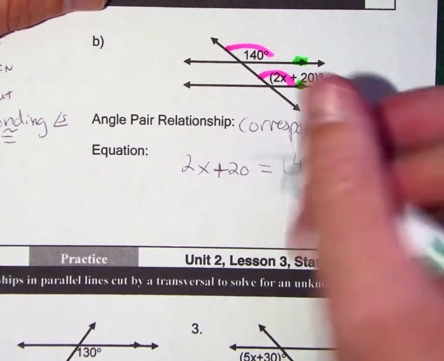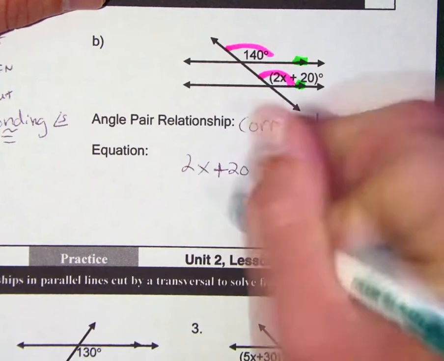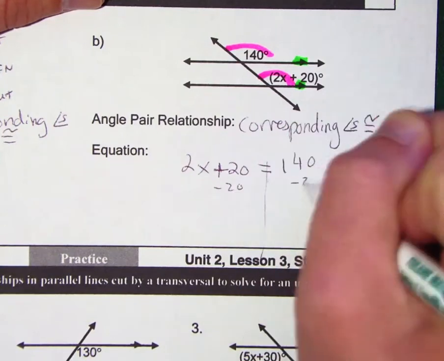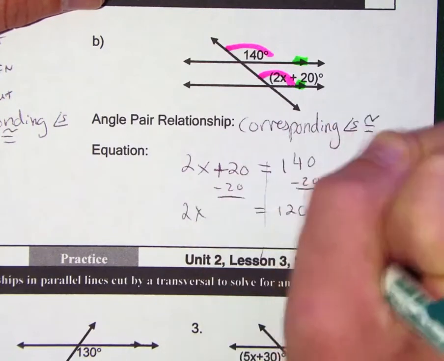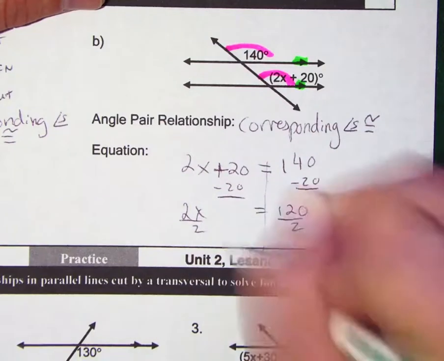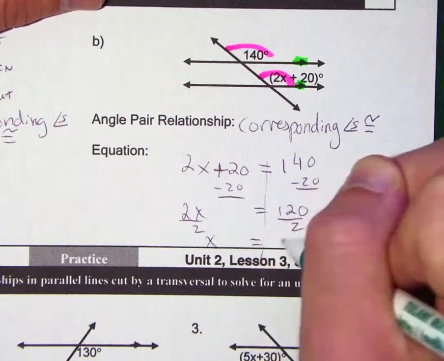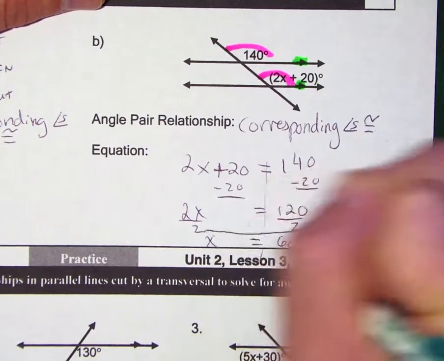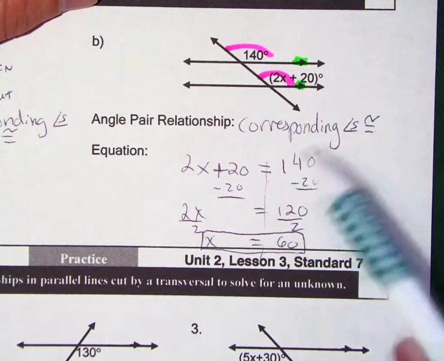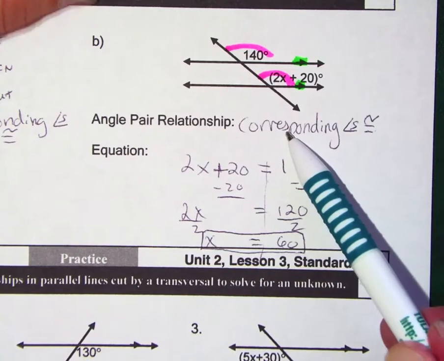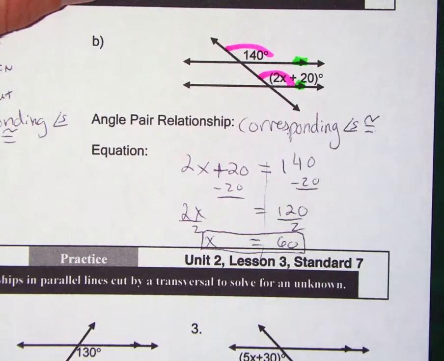So now take the skill we just looked at before. Take 20 from both sides. Divide both sides by 2. And there you have it. X is 60. And you found what you were trying to find. There it is. What's the relationship? Give me the name of it, and then give me an equation that goes with it when these lines are parallel. Good luck.